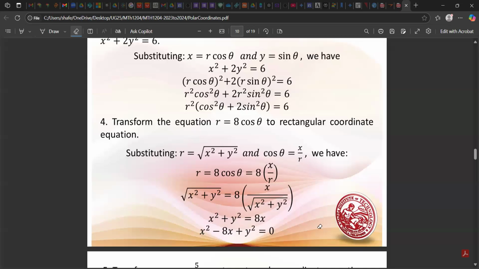Look here. They were cross multiplying. You take this and you multiply that. So this by itself, the square root sign is going to go, and you're left with the 8, right? And it looks like that: x squared plus y squared equal to 8x.